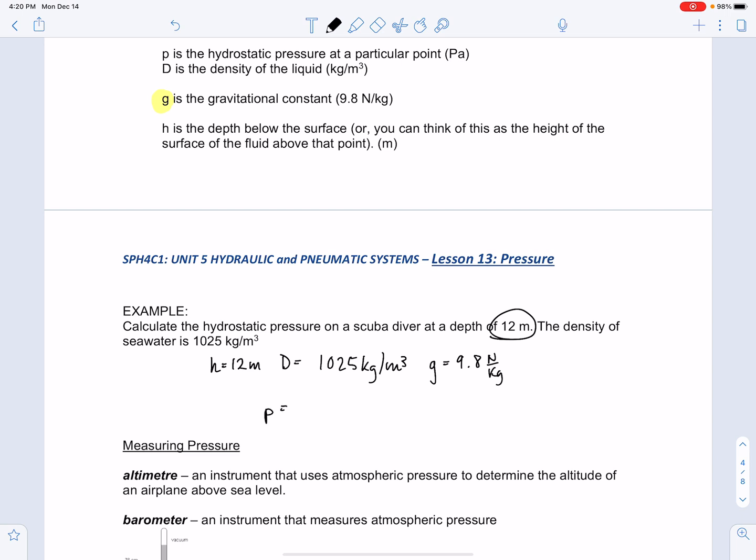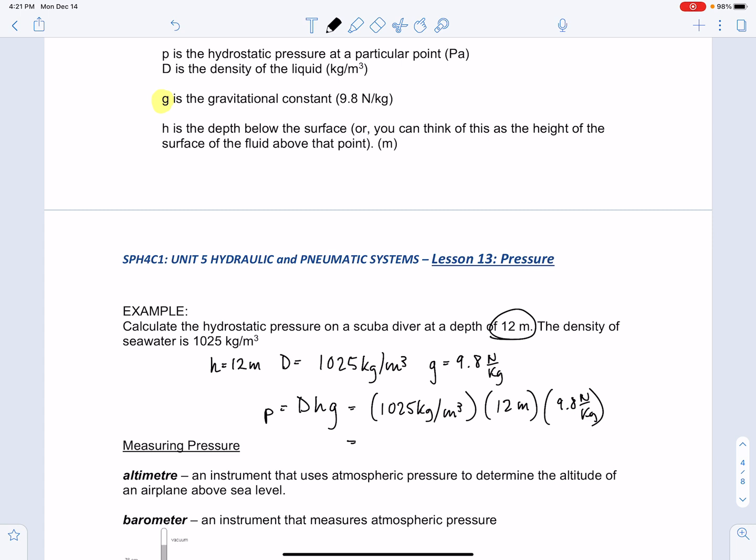So to calculate the pressure, it's equal to d h g. So let's sub these in. That's 1,025 kilograms per meter cubed times 12 meters times 9.8 newtons per kilogram. Let's punch this into our calculator. Make sure you punch it in carefully. Take your time. That's 1,025 times 12 times 9.8.